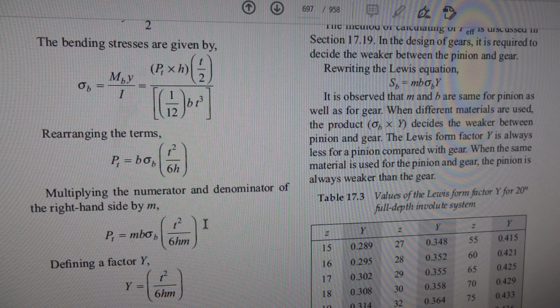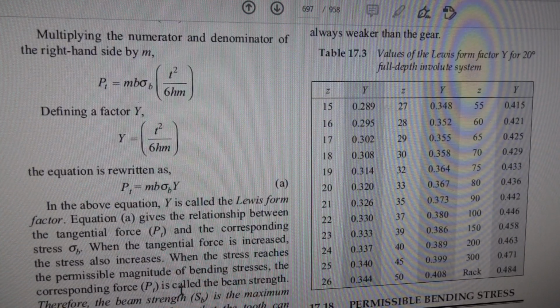This term is known as the form factor. The form factor is denoted by capital Y, and it is t square divided by 6hm. So now PT is equal to m b sigma b into Y. This is a very important equation, and this is known as the Lewis equation.